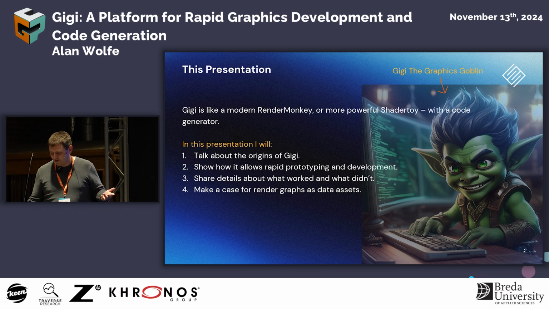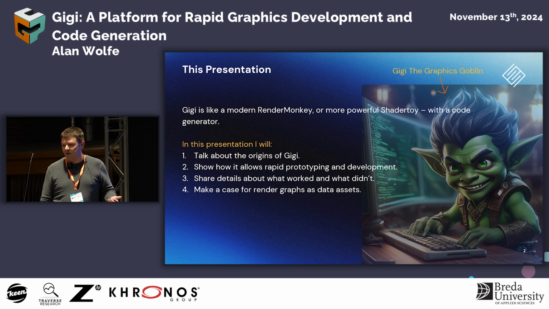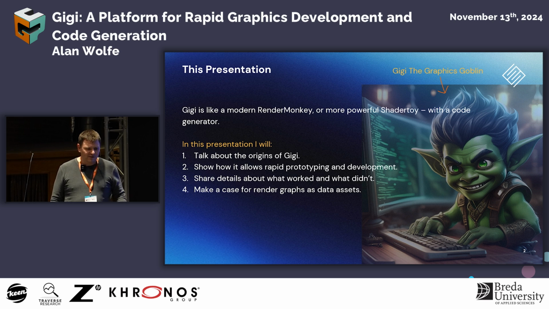So in short, Gigi's like a modern-day RenderMonkey or a more powerful Shadertoy. And then on top of that, it also has a code generator. And so in this presentation, I'll talk about the origins of Gigi, the motivations that caused it to exist. I'll talk about how it actually allows rapid prototyping and development. I'll share details about what worked and what didn't as I was developing it. And I also want to make a case for us having render graphs as data assets. So I'll go into that.